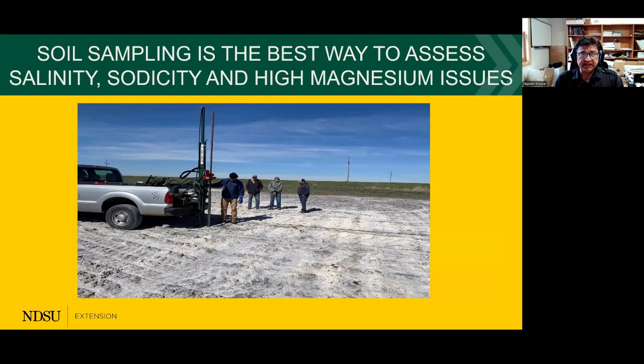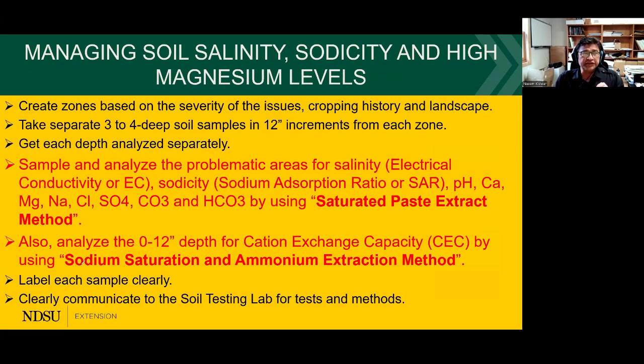So if you want to assess all three of the issues, salinity, sodicity, and high levels of magnesium versus calcium, soil sampling is the best way to assess these issues. And here's the way to do things. First, you have to create zones based on severity of the issue.